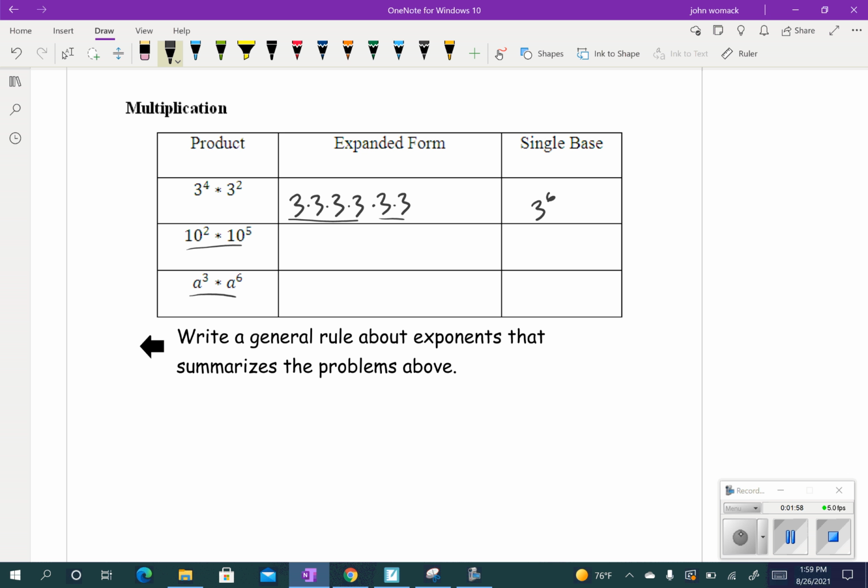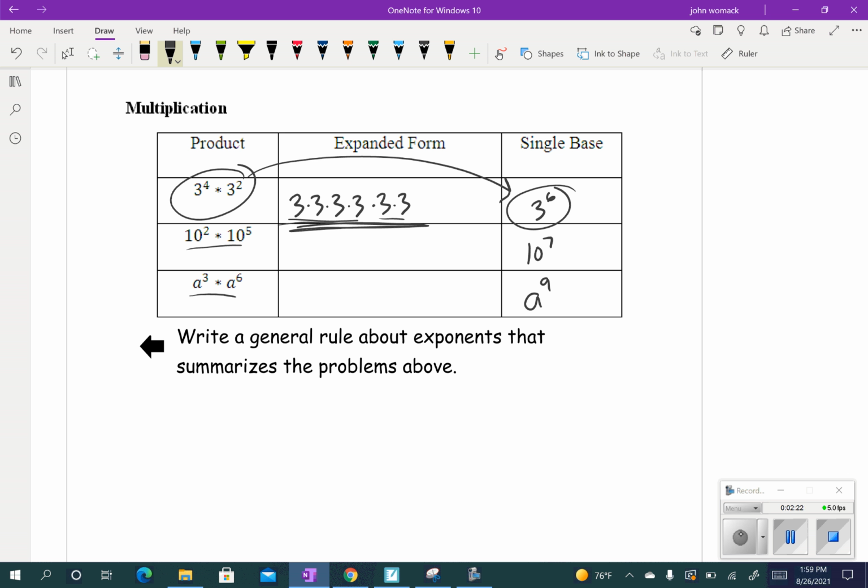Pause the video. Do the same thing with both of these next two examples. So 10 squared times 10 to the 5th, you should have gotten 10 to the 7th. 8 cubed times 8 to the 6th, you should have gotten 8 to the 9th. So what we want to come up with is a rule for how can I go from here to here without having to write out the expanded form in between.